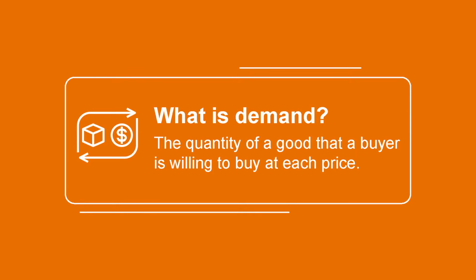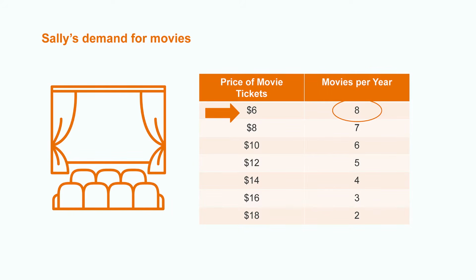Well, this is simply the quantity of a good that a buyer is willing to buy at each price. So, what does that actually mean? Let's illustrate this with a fun example. Pretend there's a girl named Sally, and she loves going to the movies. However, the amount of movies she's willing to see each year will still depend on what the price of the movie tickets are. I mean, that makes sense, right?